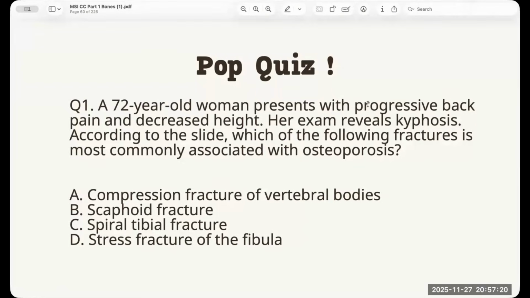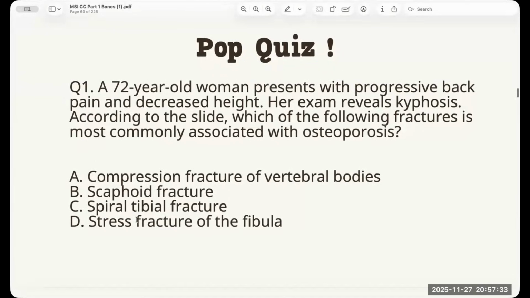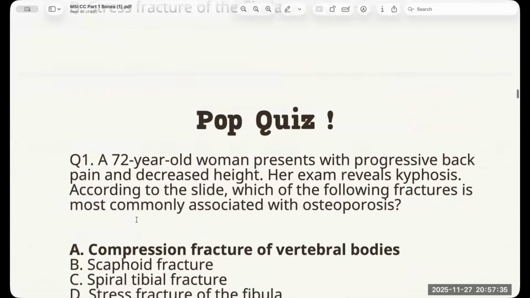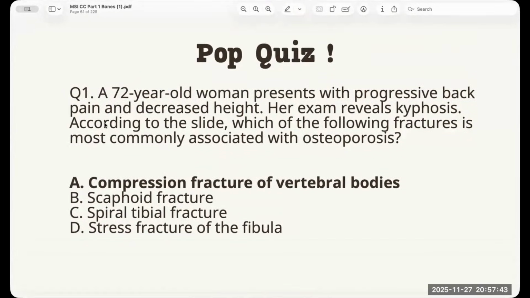Anyways, so we're talking kyphosis, decreased height, back pain, so many fractures. Which of the following fractures is associated with osteoporosis? It is the compression fracture of vertebral bodies. It is the most common, all right? So please try not to answer questions quickly in exams. The moment you see a fracture and osteoporosis, you might think of a couple of other fractures, as we talked about. It can be the scaphoid and so on. The Colles fracture too.